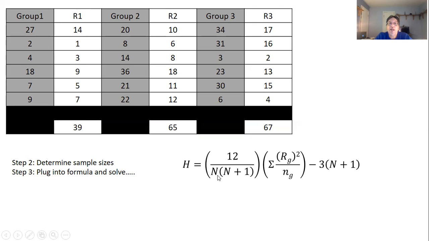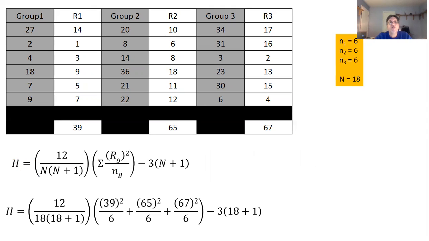So 12 divided by the overall n multiplied by n plus 1. Summation of, so this is done for each of our ranked groups. In individual groups, their ranking squared divided by the number of people in that group, sum that all up, multiply those 2, and then subtract the quantity 3 multiplied by the overall sample size plus 1. So go ahead and solve for that, and we'll do the critical value step a little bit later, but go ahead and solve for H.